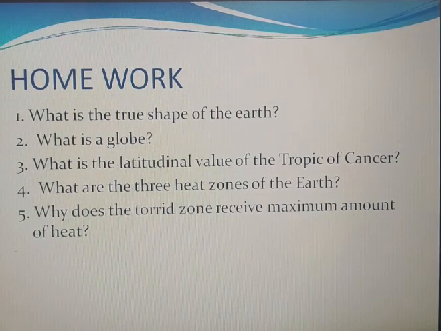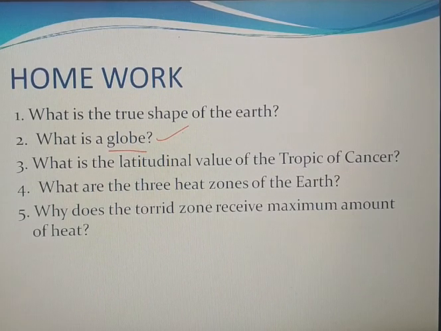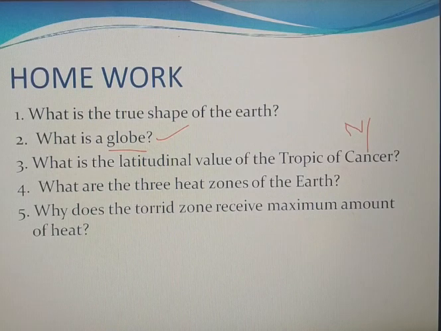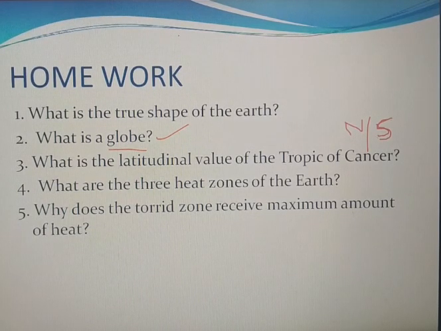Next one, what is a globe? The definition is given in the beginning of the introduction of the globe, so you have to write only that definition. What is the latitudinal value of the Tropic of Cancer? The answer is given in this video. But don't write only the degree, you have to write N or S. You have to write whether that degree is in the northern hemisphere or the southern hemisphere, you have to mention that also.